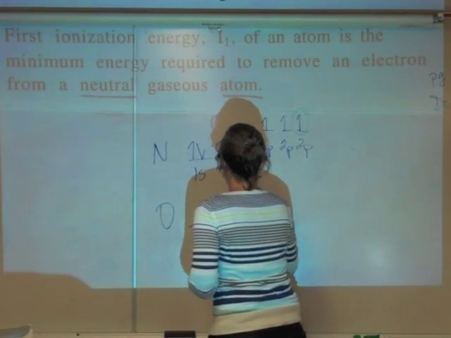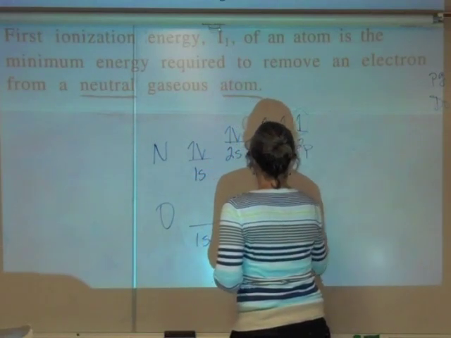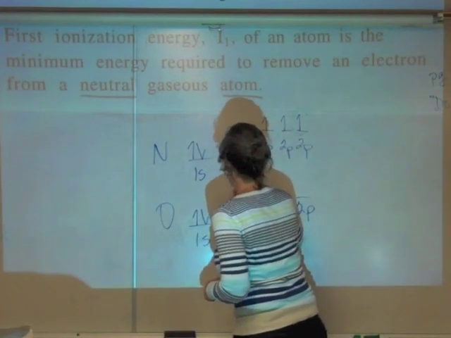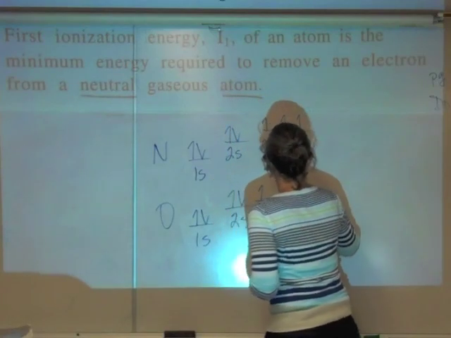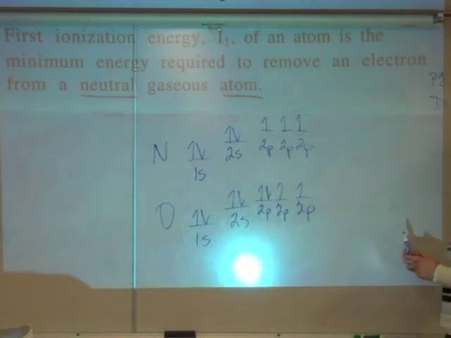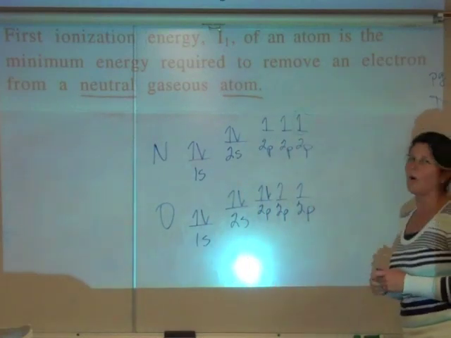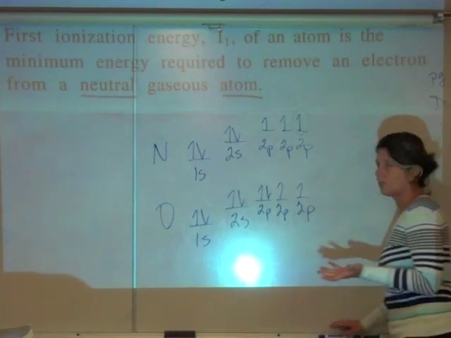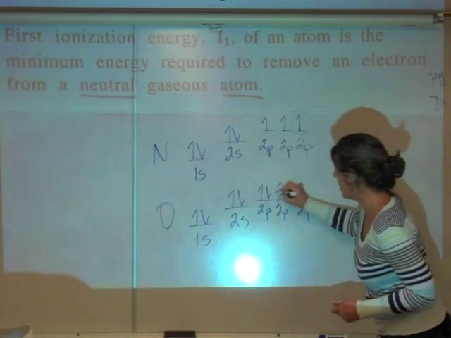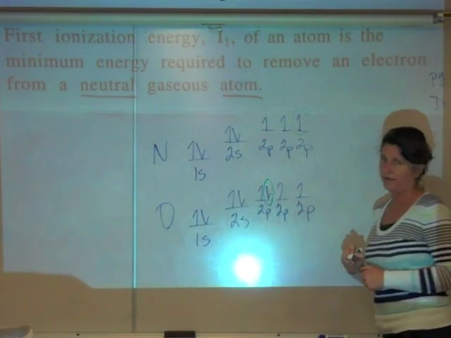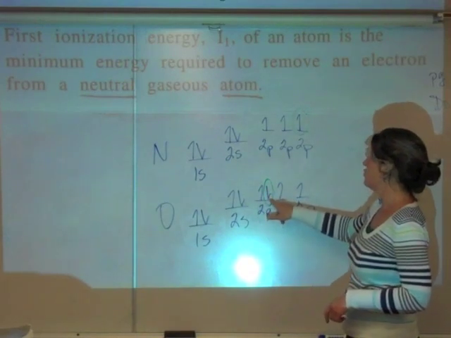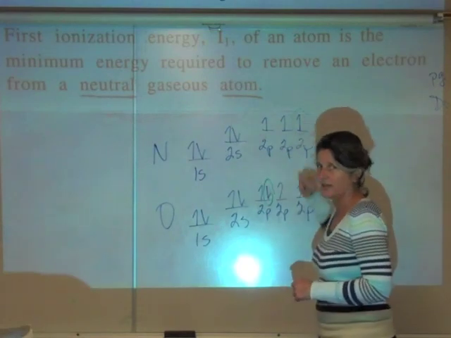1s, 2s, 2p: 1s2, 2s2, 2p4. The first ionization for oxygen, what is the electron we're talking about removing here? We're not talking about removing that one because that's not the last one added. We're talking about that one right there. So that makes it unique from nitrogen that it neighbors.